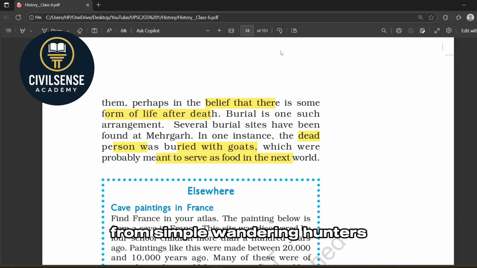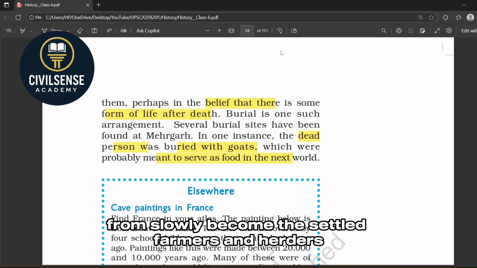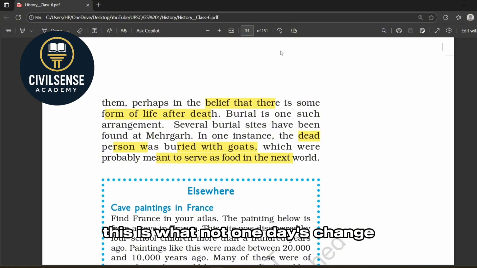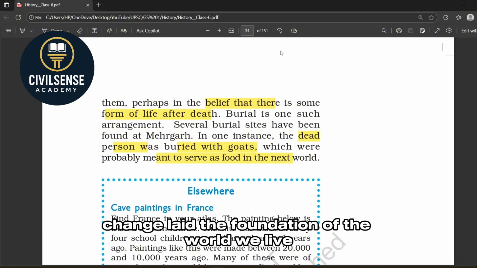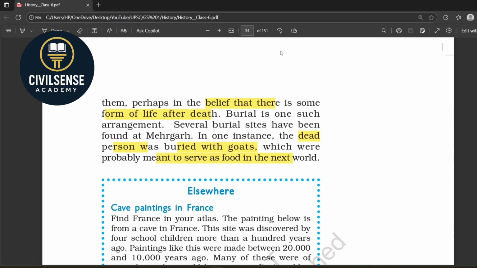So from simple wandering hunters, they slowly became settled farmers and herders. This was not one day's change. It took thousands of years, but this change laid the foundation of the world we live in today.